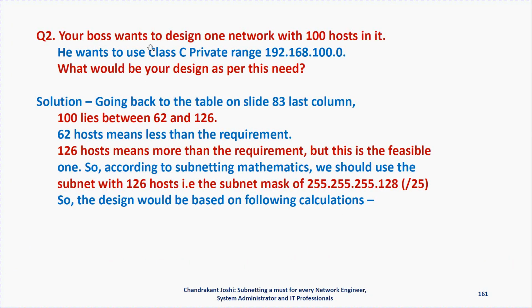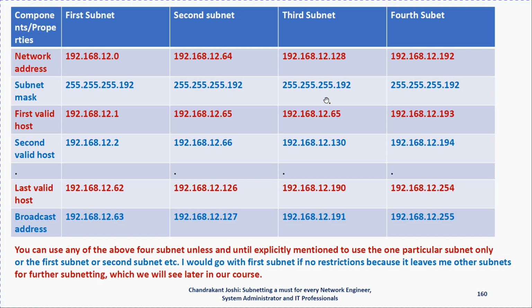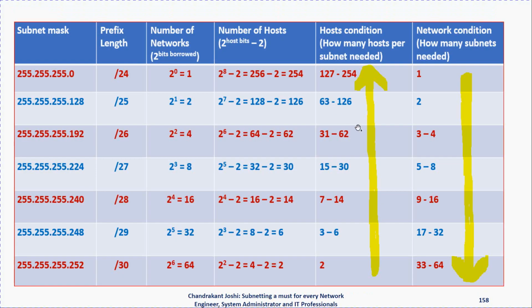Question 2. Your boss wants to design one network with 100 hosts in it, and you need to use 100.0 as the class C IPv4 network. So where are 100 hosts? Just go into the table. So 100 lies between 63 and 126. So I will use this particular subnet mask or this particular prefix length.